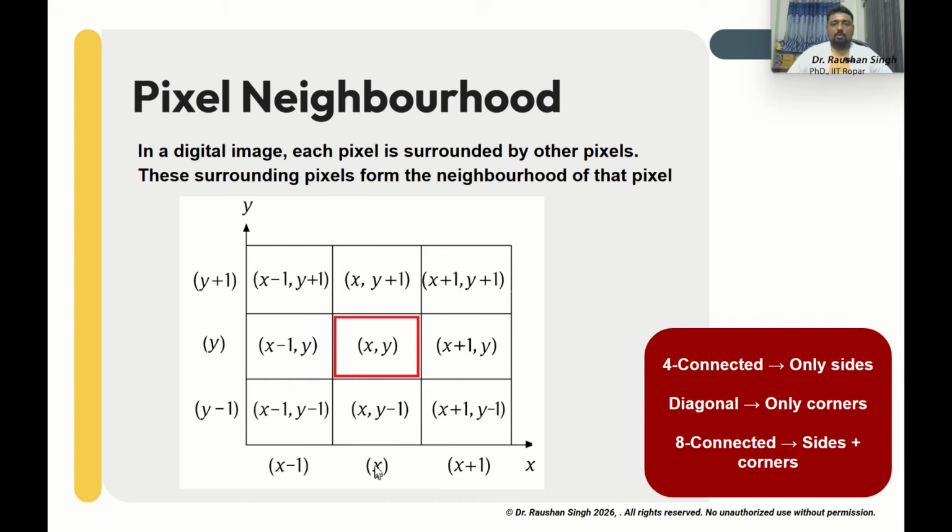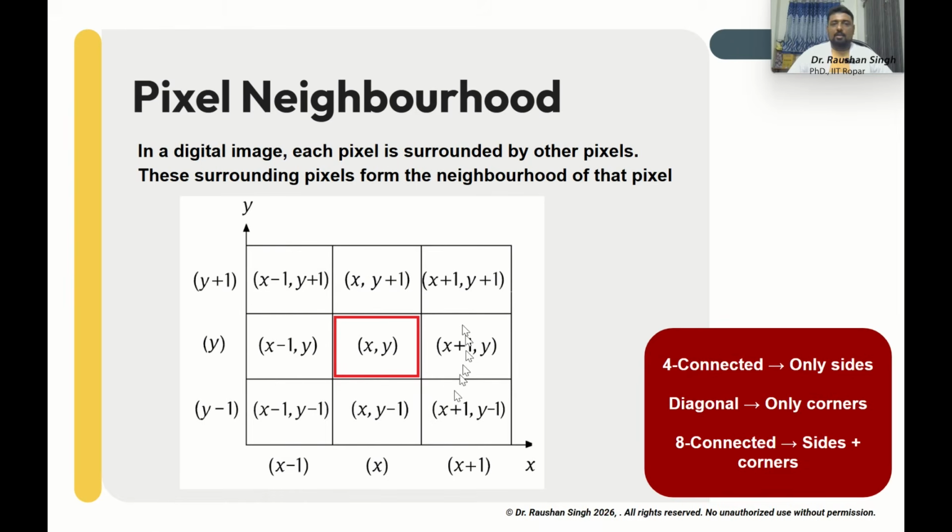Okay, so if there is a value x, then if you move towards the left, it is x minus 1. If you move towards the right, it's x plus 1. Here if we have y, if we move up, the value is y plus 1, and when we move down, it is y minus 1. Okay, so this will be x plus 1, y, and this will be x minus 1, y. This will be x comma y plus 1, and this is x comma y minus 1.